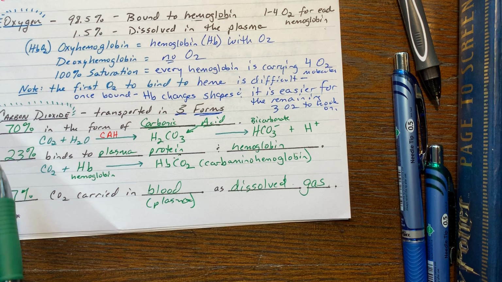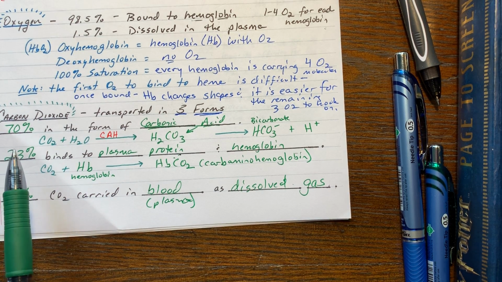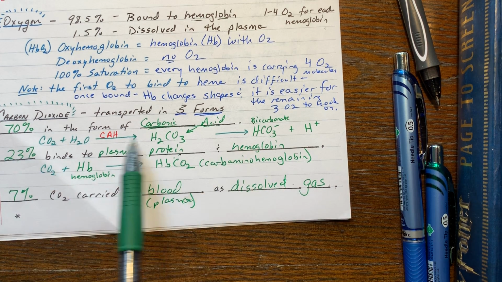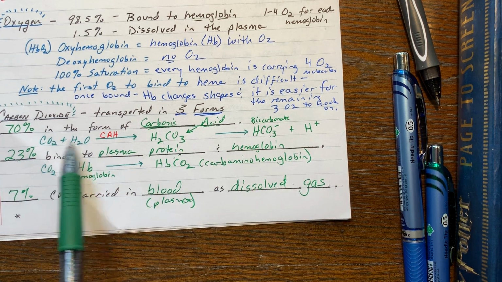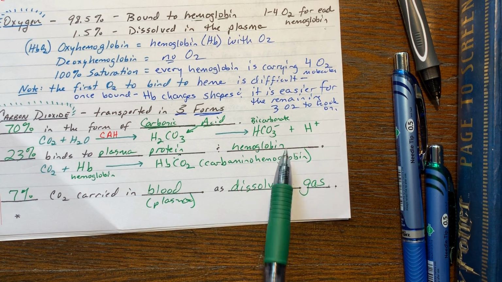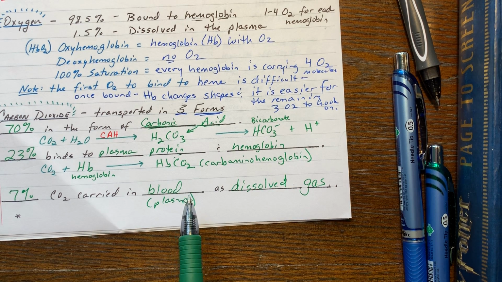All right, so 70% that's transported from the alveoli to red blood cells is carried in this fashion. I'll explain this more in a minute. 23% is bound to plasma proteins or hemoglobin, and 7% is dissolved gases.